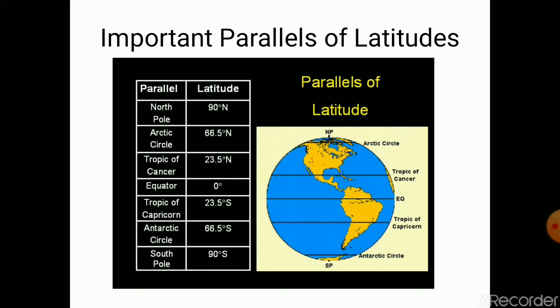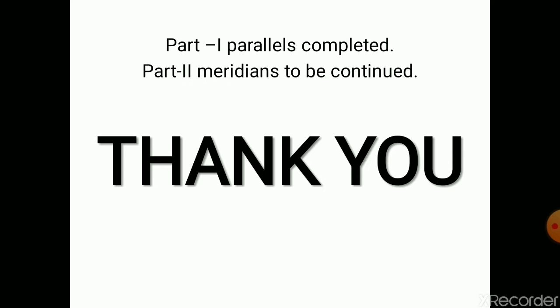Students, we have learnt about the parallels of latitudes today. In our next class, we will discuss meridians of longitudes.